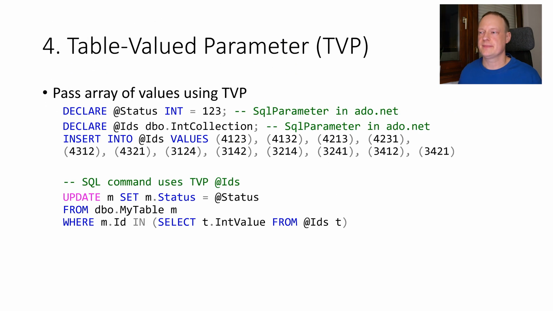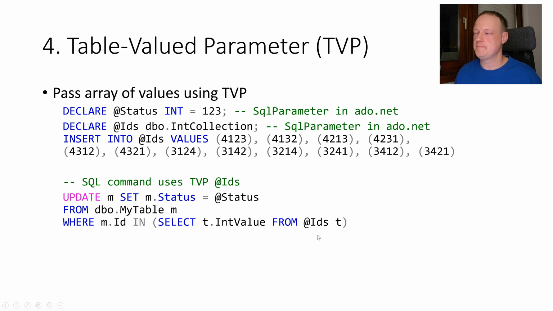How does it look? It looks like this. This part here is a declaration of variables, but when you pass a variable from .NET as a parameter, then it's a parameter. It's not a variable. The value comes into this parameter. So we declare IDs as a collection, int collection. It's a table valued parameter. And we insert the values there, thousands of values, for example. And then we have an update command: update status from table where ID in, select int value from IDs.